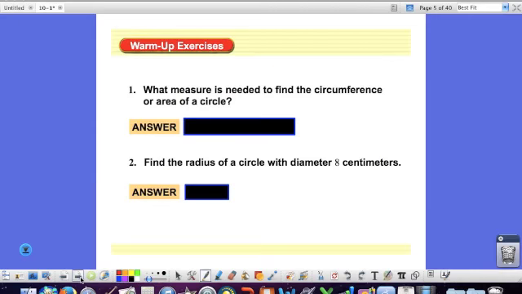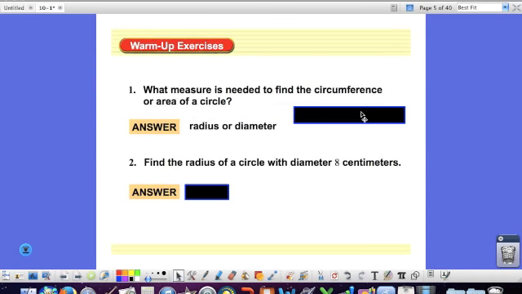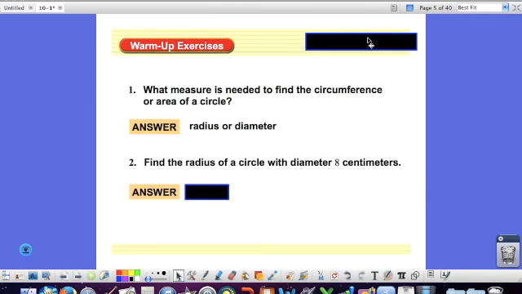Questions. What measure is needed to find the circumference or the area of the circle? To find the circumference or the area of a circle, you need a radius or a diameter. If they give you a radius, twice the radius is the diameter. If they give the diameter, half the diameter is the radius. Find the radius of a circle with a diameter of 8 centimeters. That's 4 centimeters.